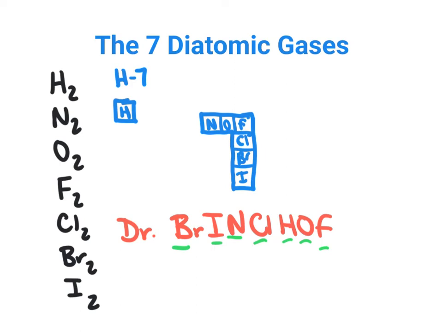Just know that if you ever write these elements, you will never write O by itself, it's always O2. You will never write H by itself, it's always H2. You'll never write F by itself, it's always F2, because these gases are always diatomic when you find them in nature.